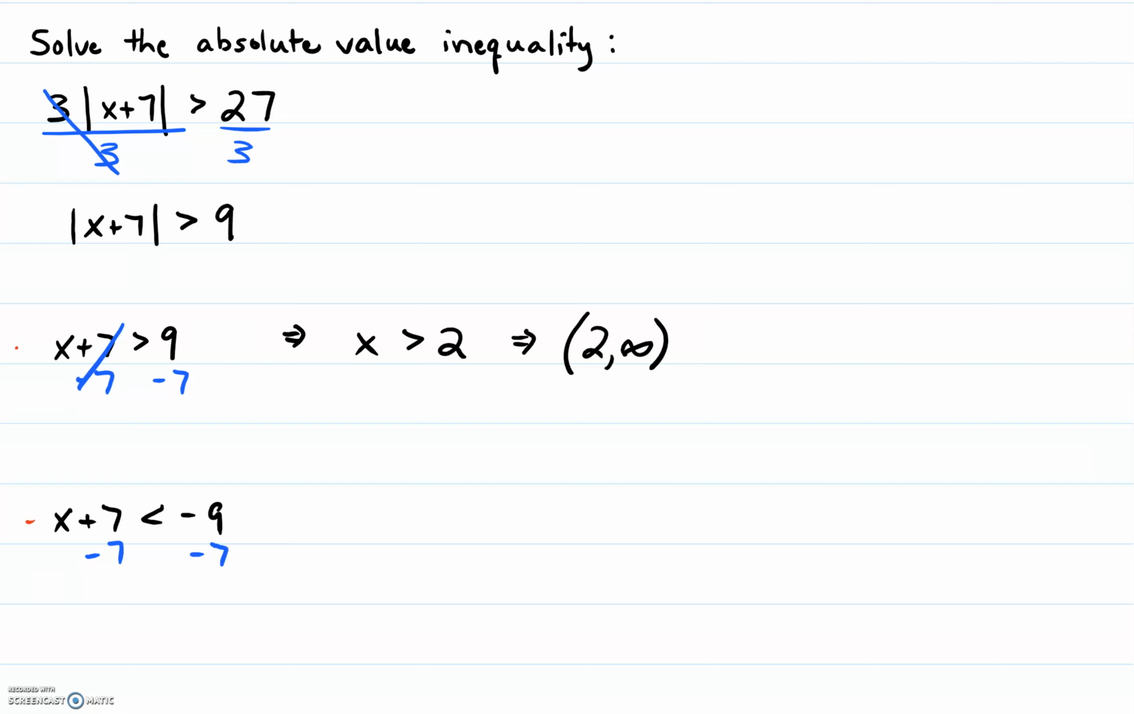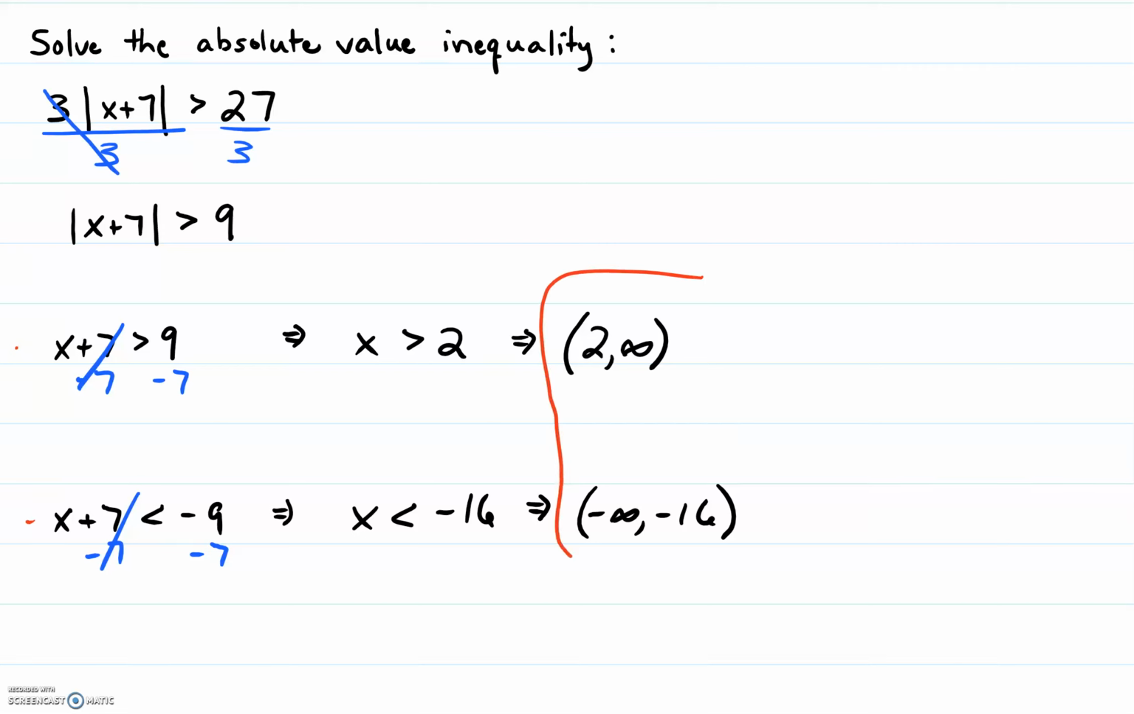Now let's solve the second inequality. We subtract 7 again from both sides, and that leaves us with x on the left-hand side, less than negative 9 minus 7, which gives us negative 16. So in interval notation, we want all of the values of x that are less than negative 16. That's everything from negative infinity all the way to negative 16. Again, we don't want to include either of those values. You always put a parenthesis around infinity, and we put a parenthesis around the negative 16 because x is strictly less than negative 16. So 2 to infinity and negative infinity to negative 16 are our two answer intervals.